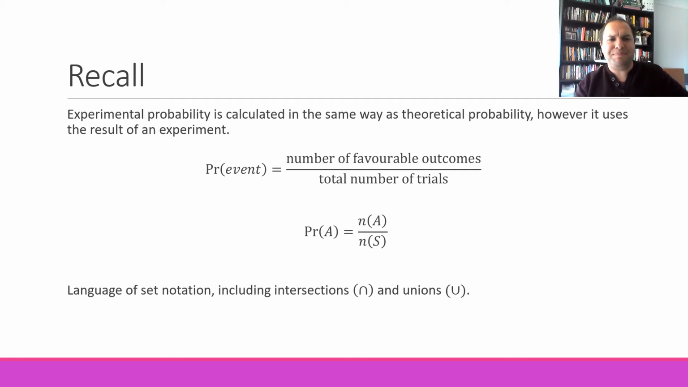Some things you'll have to remember. So remember how to calculate experimental probability. That's the number of favorable outcomes over the number of trials. Or put another way, the probability of event A happening is the number of times that A happens divided by the number in our sample space, or our number of possible outcomes. Remember, that could also be given as n psi, which is this sort of letter here. Now, the other thing to recall is our set notation, so including the language and symbols for intersections and unions.